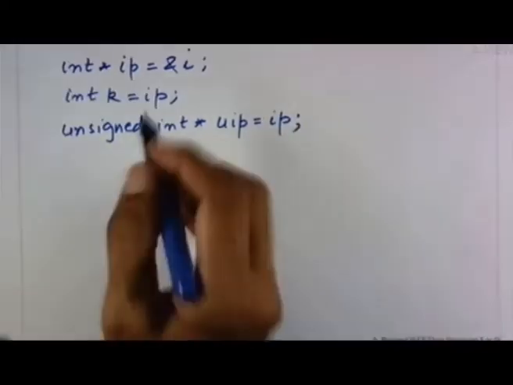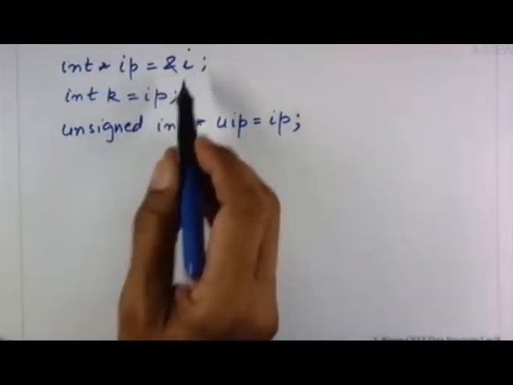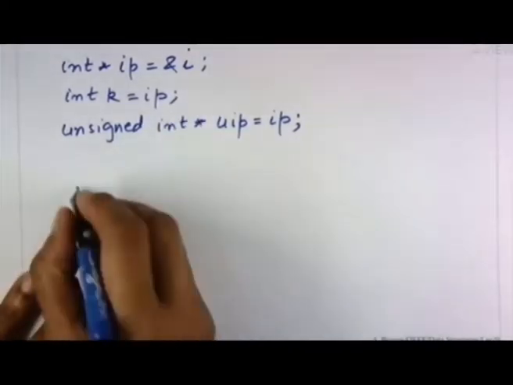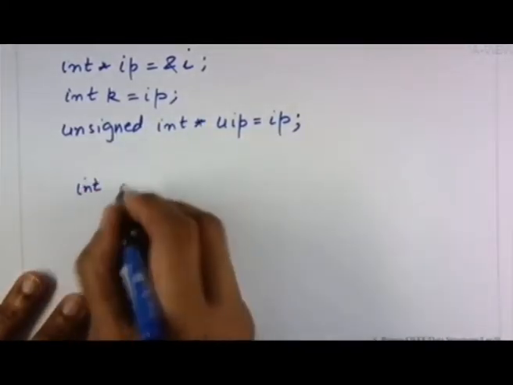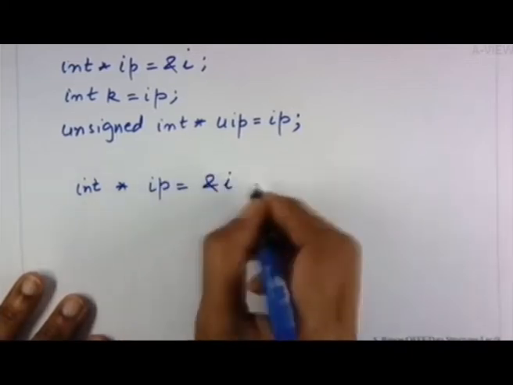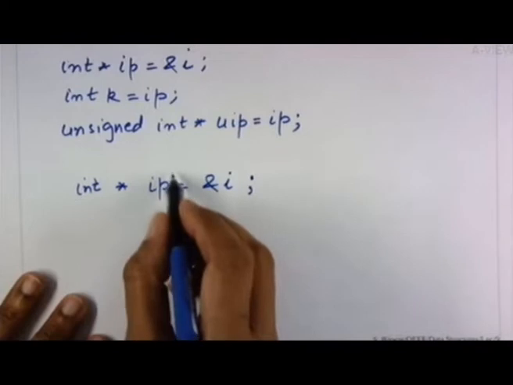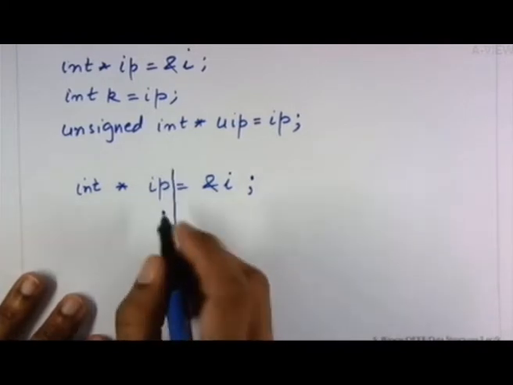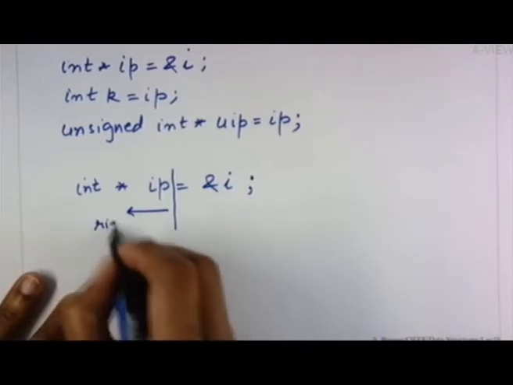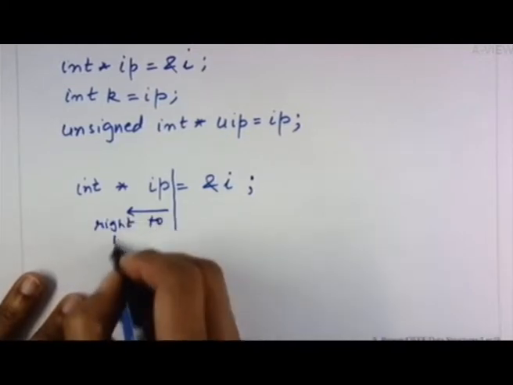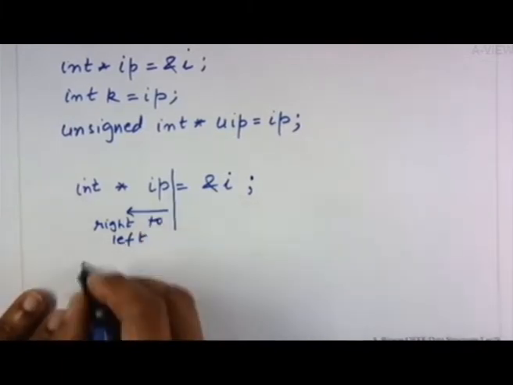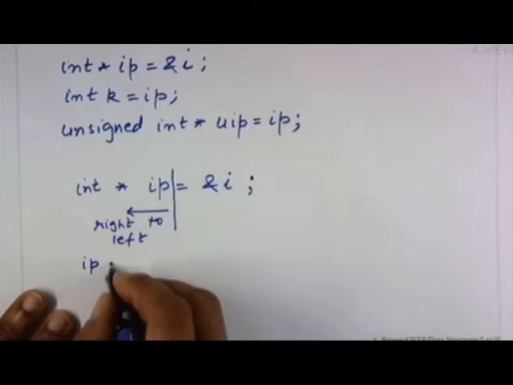So look at the first one, int star IP equal to ampersand I. Firstly, how do you read it? What does the whole thing mean? So let me do it in slow motion again. Here it is, int star IP equals ampersand I. I'll start reading this, left of the assignment operator, in a right to left manner, in the reverse order. So how do I read it? I read it as IP, which you can see. When it comes to star, I will say it is a pointer.